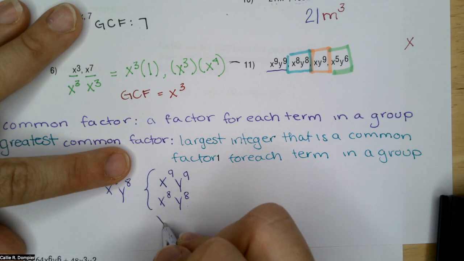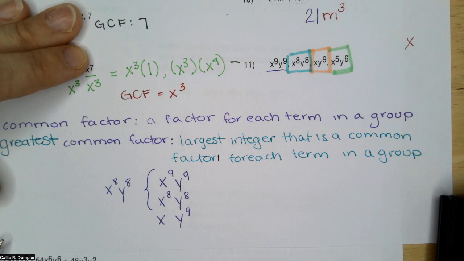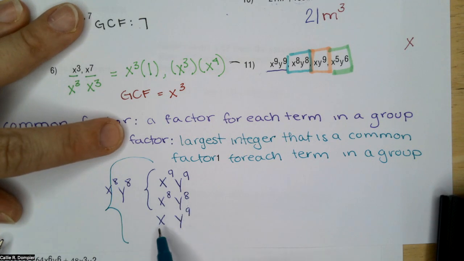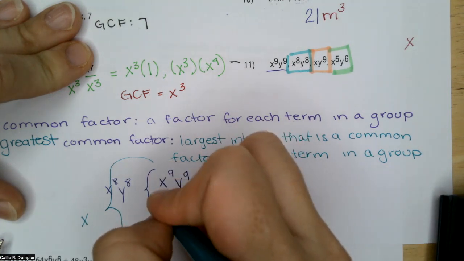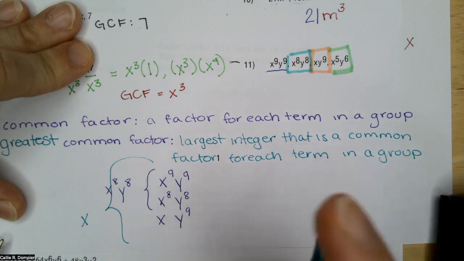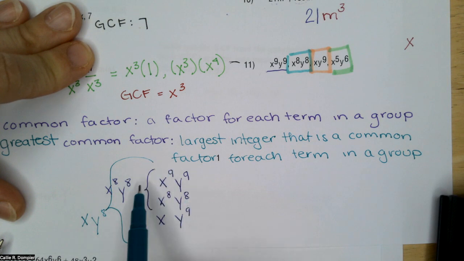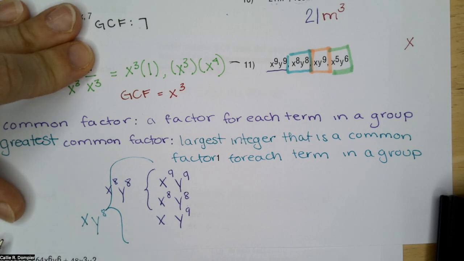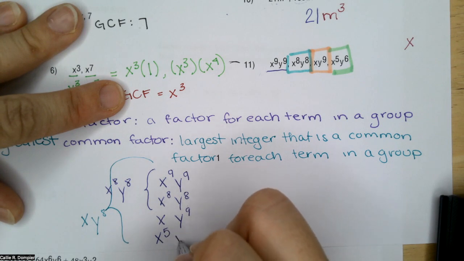Good, but we need to keep going. x, y to the 9th. x, y to the 9th. Now, if we look at all three of those, it's no longer x to the 8th, y to the 8th, because this one is just x. So our greatest common factor for x to the 9th, x to the 8th, and x is just x, because that's our smallest exponent. For y to the 9th, y to the 8th, y to the 9th, x, y to the 8th. So in this group of 3, it's x, y to the 8th, and then we include the last term, x to the 5th, y to the 6th.